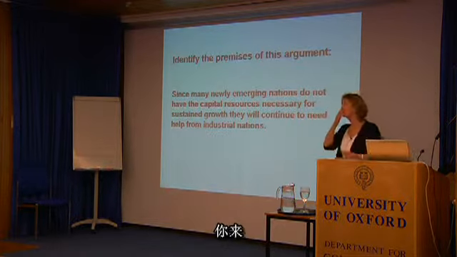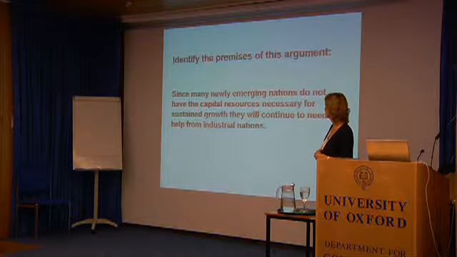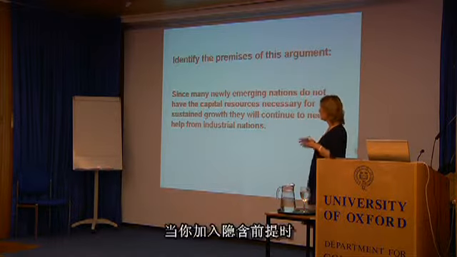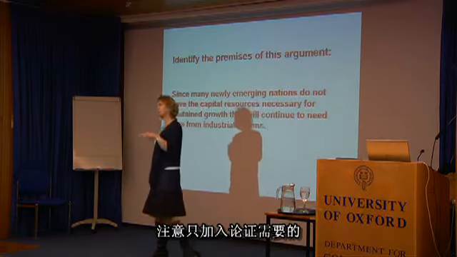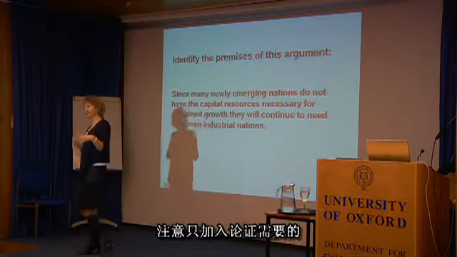Well, maybe that the help that the emerging nations need is capital resources, because presumably industrial nations could help in other ways, other economic ways. Yep, okay. When you're adding suppressed premises, try and be careful not to add more than you need for the argument.